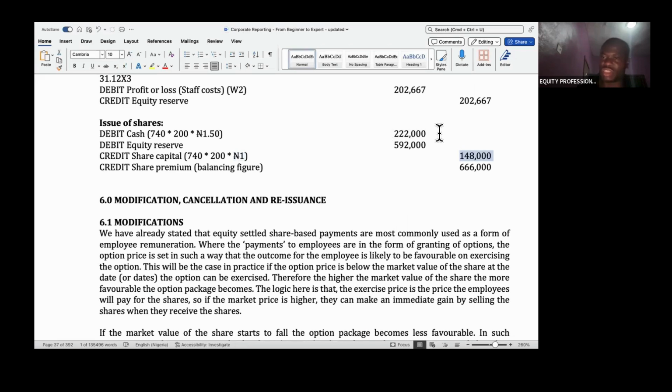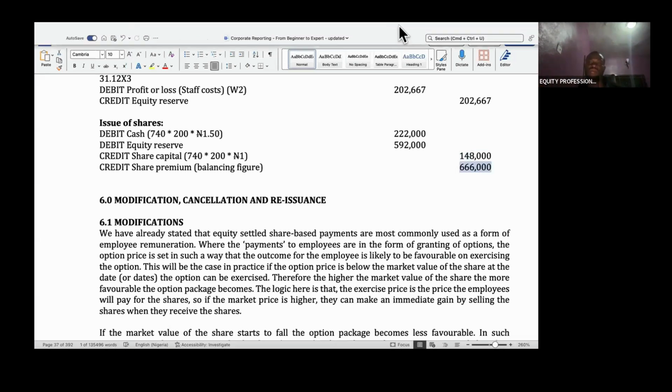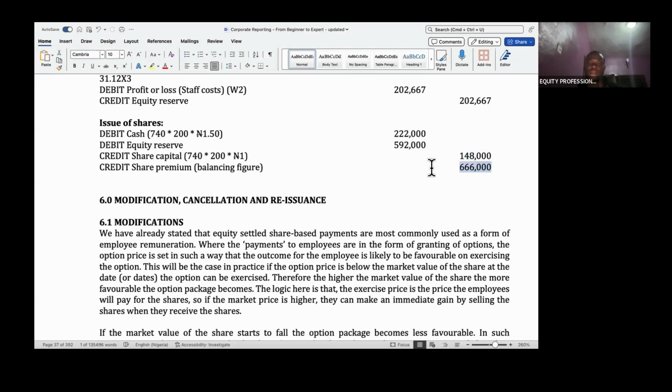So you still need somewhere to put it, because these debits, 222 and 592, are supposed to go to share capital, but only 148 can go to share capital. So any excess amount above what we want to credit to share capital usually will go to our share premium. That's why I wrote balancing figure here. So if you do 222 plus 592 minus 148, you will get a balancing figure of 666,000. And that's how we issue shares. That's how we convert those options to share capital.